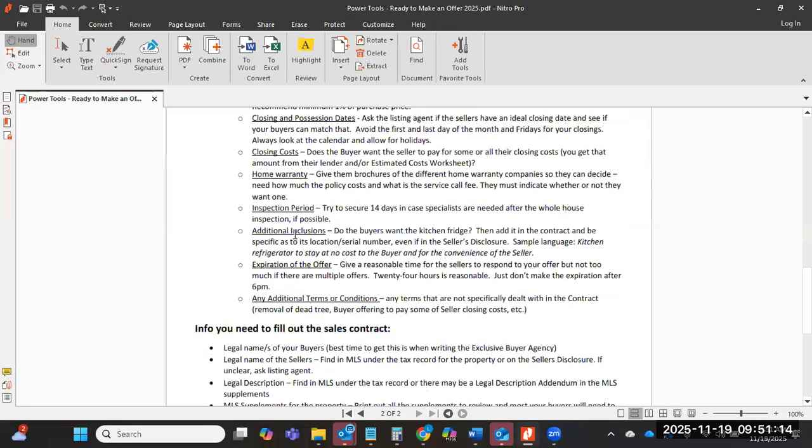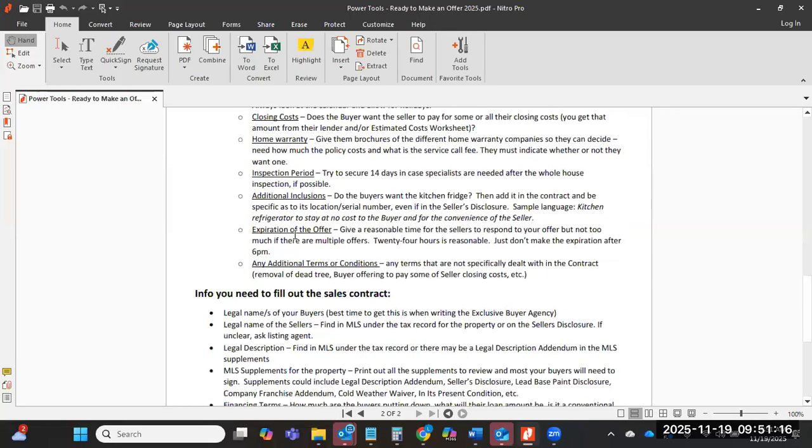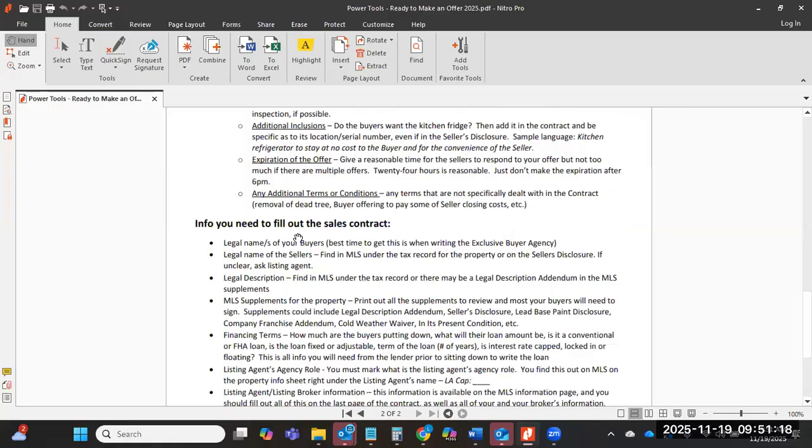All right, so info you need to fill out the sales contract: the legal names of your buyers, which you have on your buyer agency agreement. That's the best time to get that. Bob and Betty, how do you want to be on the deed? How do you want to be entitled to the property? Is it Bob and Betty or is it Robert and Elizabeth? Do you use middle initials? Is there a junior, senior, second, third involved in any of that? So their legal names, how they want to be on the deed to the property.